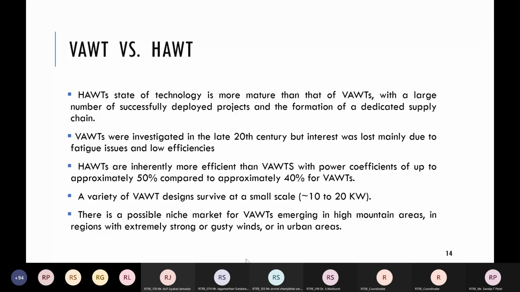There is a possible niche market for VAWT in locations like high mountains or areas where very gusty and strong wind occurs. For a horizontal axis wind turbine, what we need is a constant wind supply. The variation should not be very high. It should be constant. That is the good wind condition for a horizontal axis wind turbine. But VAWTs, on the other hand, can sustain gusty wind and large impacts.